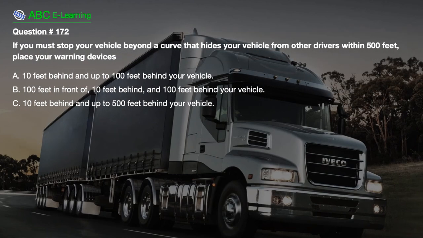Question number 172. If you must stop your vehicle beyond a curve that hides your vehicle from other drivers within 500 feet, place your warning devices. A. 10 feet behind and up to 100 feet behind your vehicle. B. 100 feet in front of, 10 feet behind, and 100 feet behind your vehicle. C. 10 feet behind and up to 500 feet behind your vehicle.